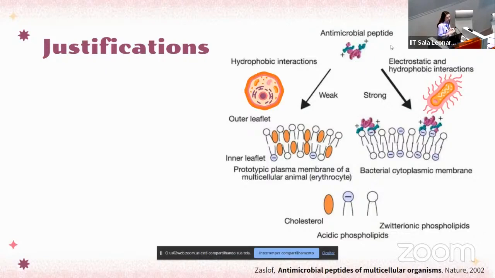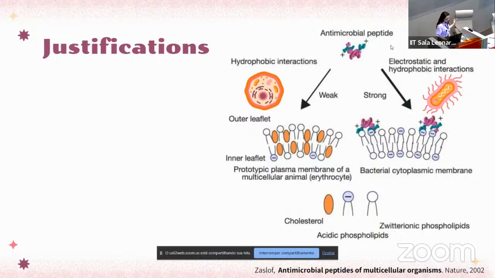composition that it has, that in the outer leaflet is predominantly zwitterionic phospholipids and some cholesterol. On the other side, they have very strong interaction with bacteria membrane because of the anionic phospholipids. So we have some experimental data that we compared our computational work with.